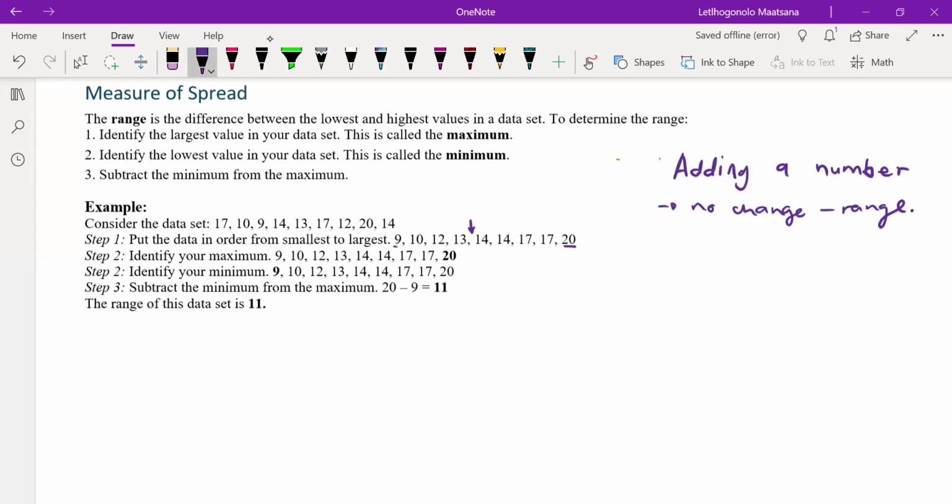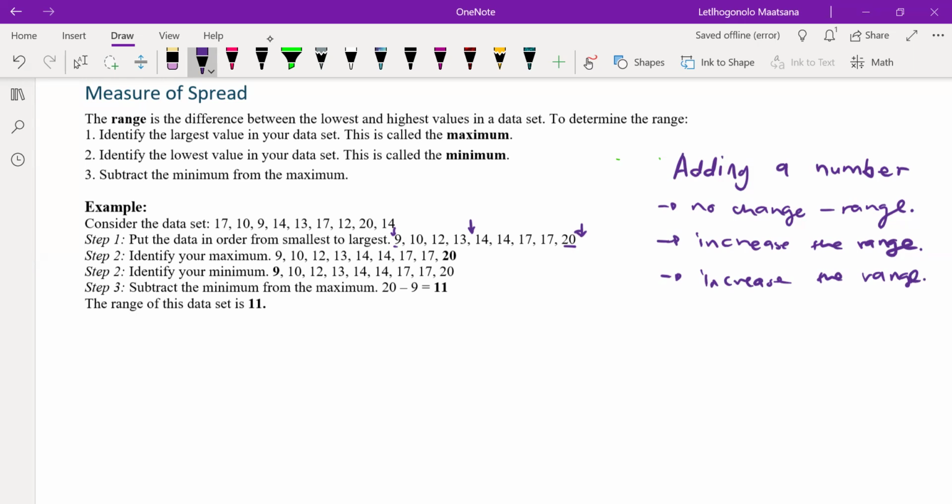If the number is found after or before 9, then we will definitely increase the range because now the minimum has changed. If the number is greater than our maximum, we will also increase the range. Now, there is no way of decreasing the range by adding a number.